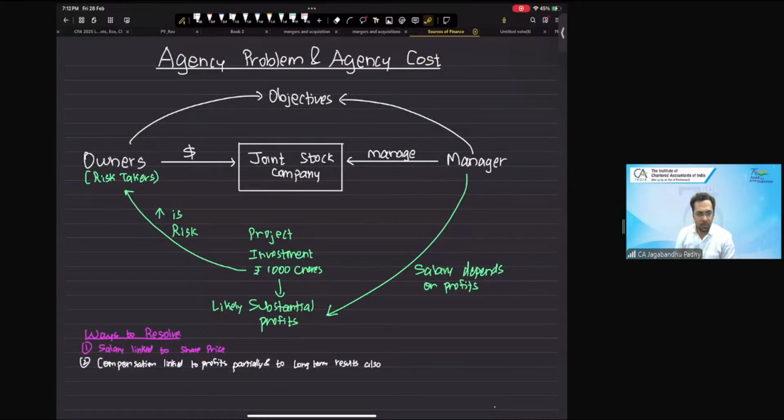Yeah, sir, does this approach of linking profits and salaries always work? Most of the time it does work, almost always, because otherwise managers would be running at their own pace. They'll be thinking in their own language about whether we should invest or not, with the thought process that our salary is anyways fixed, right?